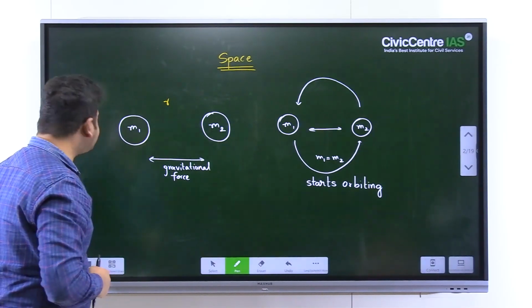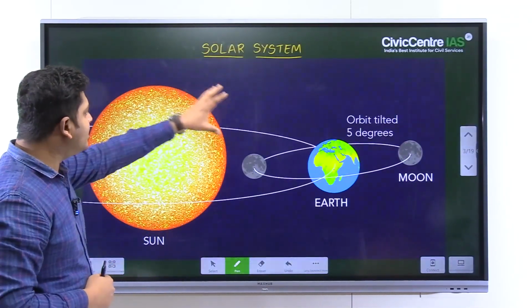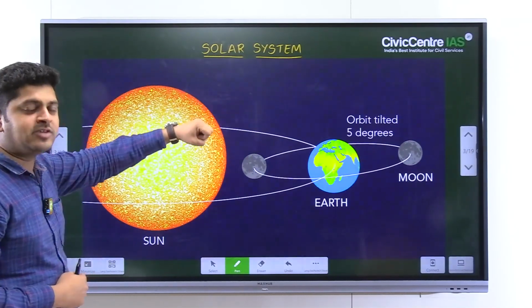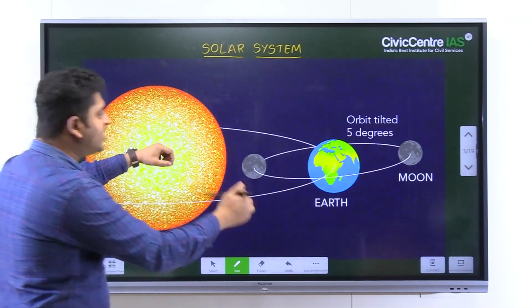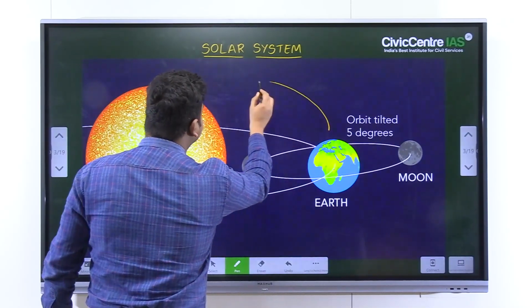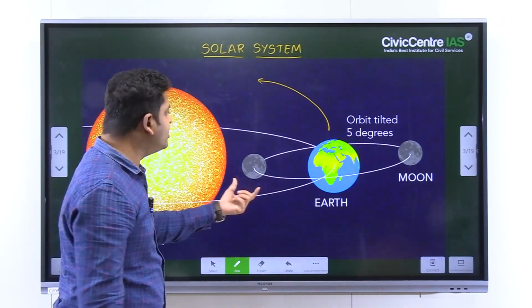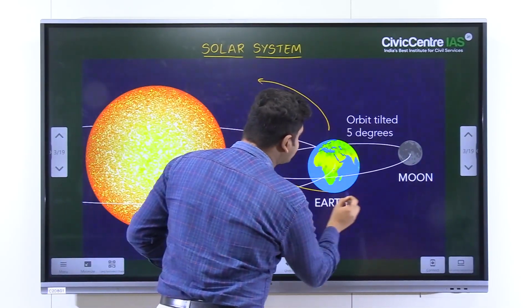But take the case of the solar system. In our solar system, the sun has the highest mass, so it pulls all the planets with gravity. In this way, Earth revolves around the sun, and in the same way the natural satellite of the Earth, which is the moon, revolves around the Earth.